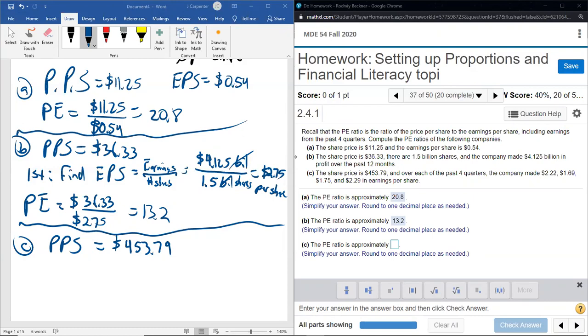January, February, March, they made $2.22 per share. April, May, June, $1.69 per share. July, August, September, $1.75 per share. And then October, November, December, $2.29 per share.